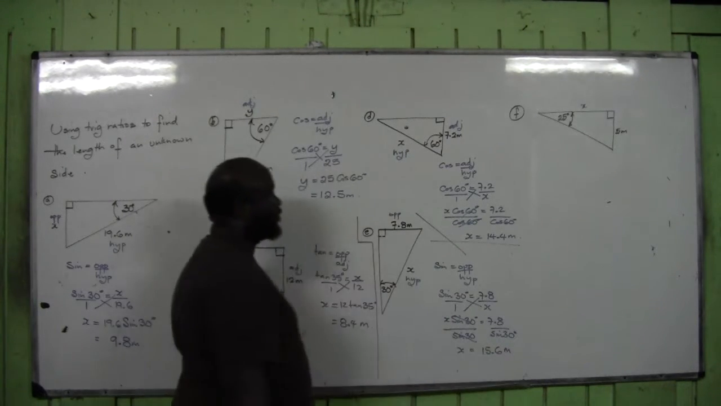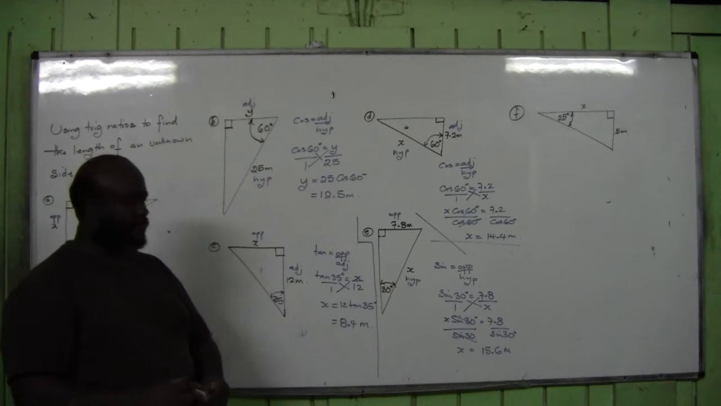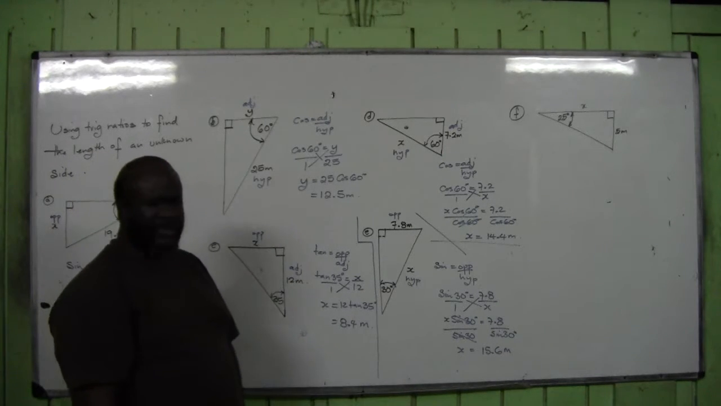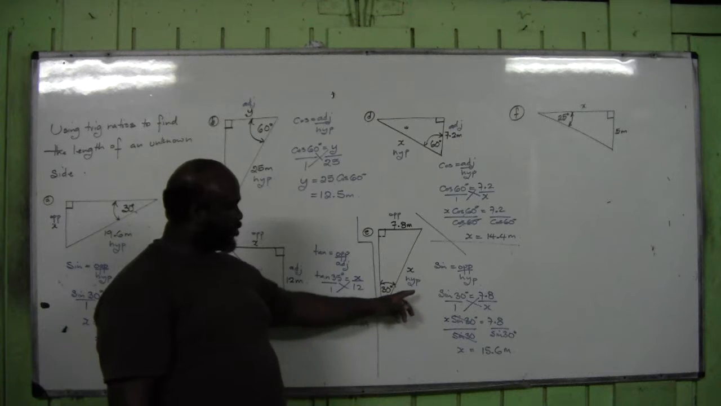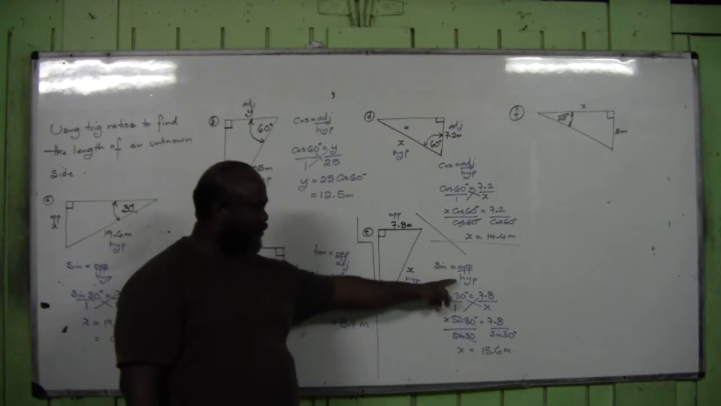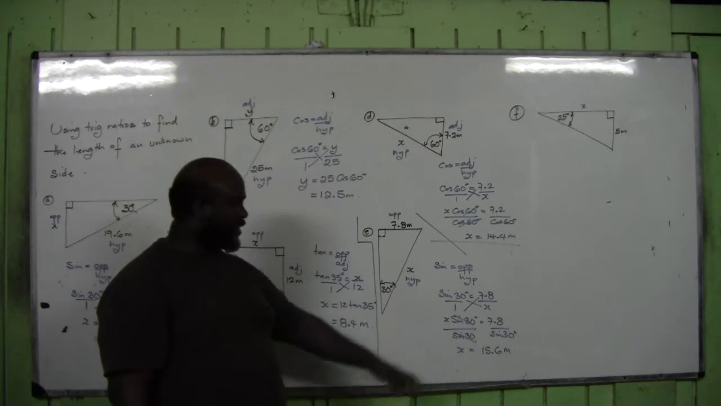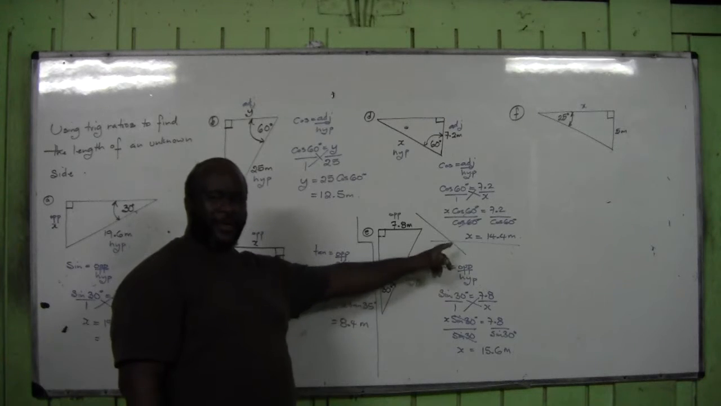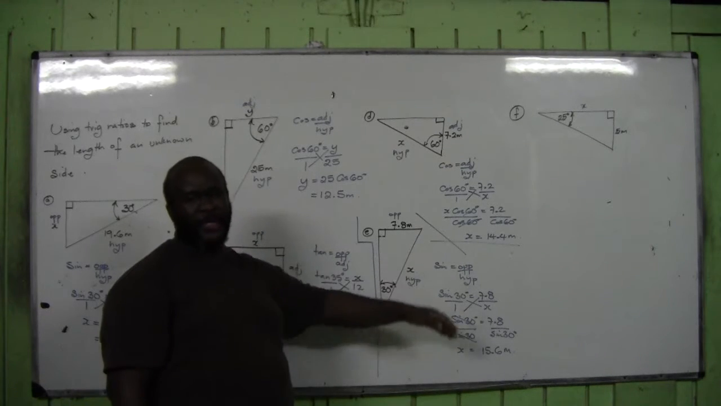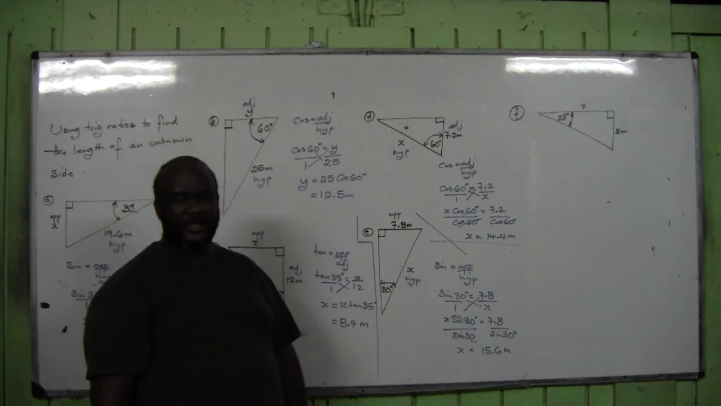Sir, why put the x on the bottom? Why put it? Because the hypotenuse, the ratio is what? Sine over hypotenuse. It means that the sine is opposite, so the opposite goes to the top, the hypotenuse goes to the bottom, regardless of whatever it is.